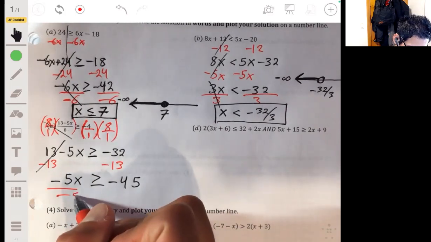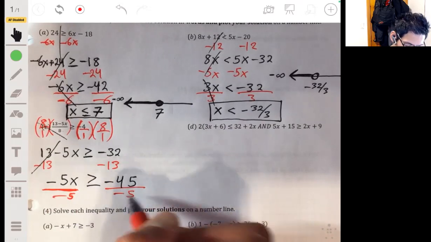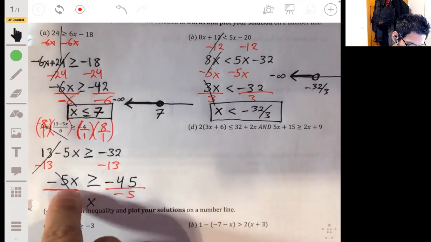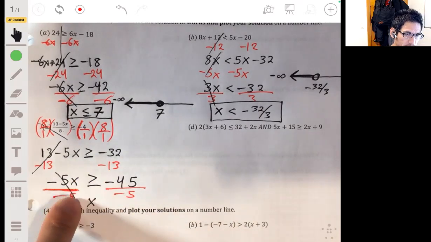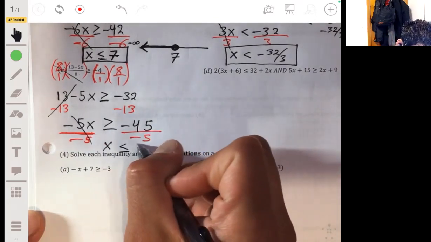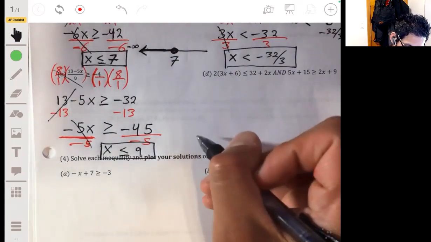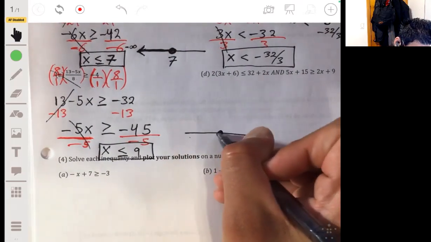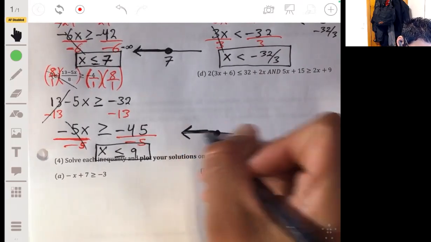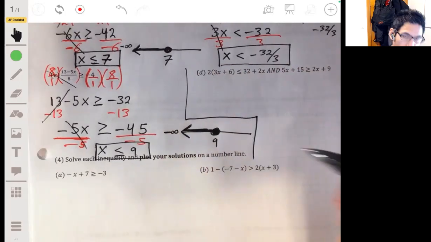And then divide both sides by negative 5. And we'll get x. Okay, so now let's flip the sign because we divided by a negative number. So we get x is less than or equal to 9. Number line, closed circle on 9. Arrow to the left towards negative infinity. Cool.